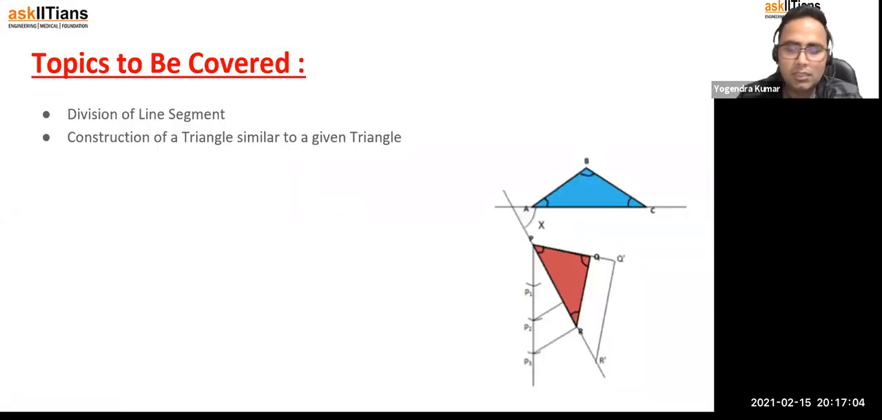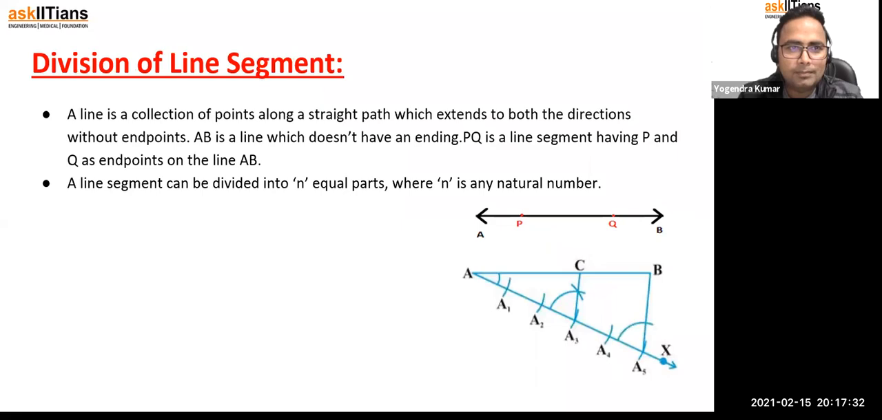We are going to see the topics which are already covered in 9th grade, so I hope you'll find it very easy. We are going to see division of a line segment: when a line segment is given, how to divide it into given segments. Then construction of a triangle similar to a given triangle: a triangle is given, and we need to construct a similar triangle to it. So let's understand this.